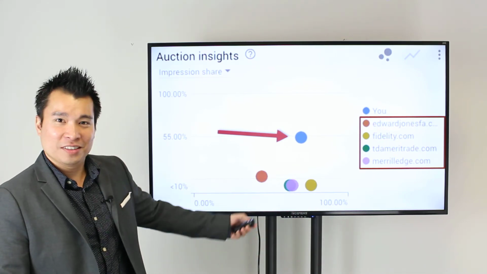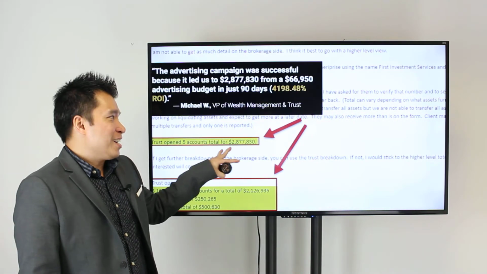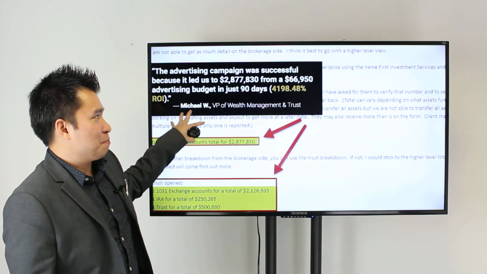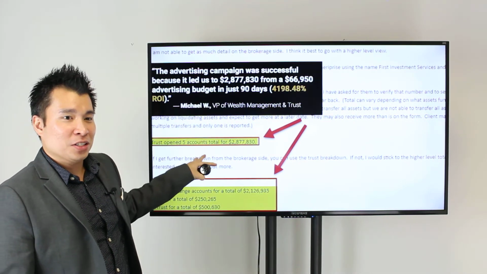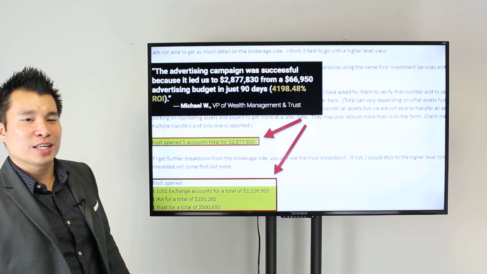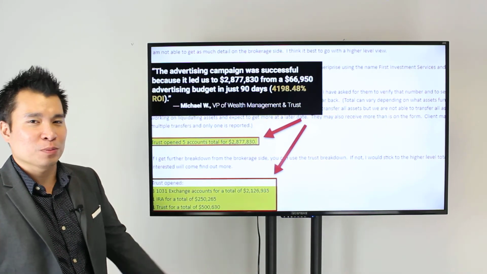Look at what happens, right? And it is exactly the same process that helped our bank client grow their deposits to $2.9 million from only $66,000, over 4,000% ROI.